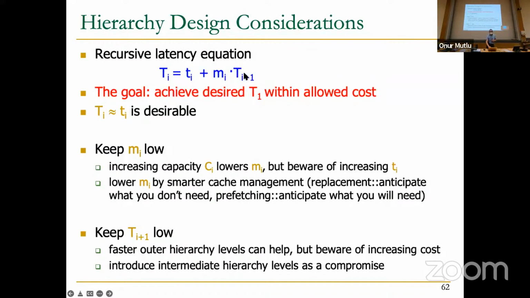If you want to keep the perceived access time of the next level low, you want faster outer hierarchy levels. This can help, but unfortunately, this can increase cost, clearly. As a result, people introduce intermediate hierarchy levels as a compromise, right? That's one of the reasons why people introduce intermediate hierarchy levels, so that they can keep the perceived access time of the next level low.